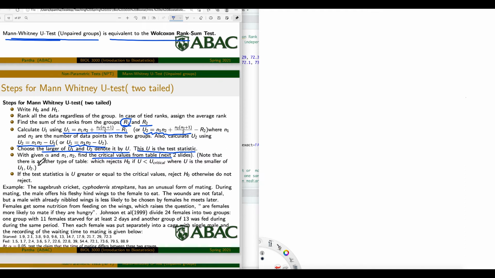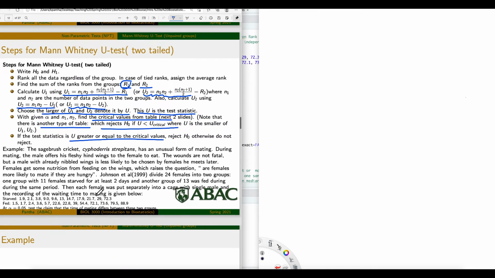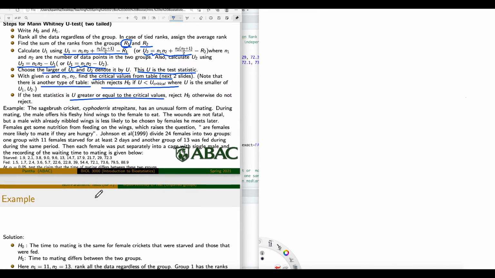Note that there is another type of table, so don't get confused, which rejects when the value is less than the critical value. So if the test value U is greater than or equal to the critical value, if the test value is bigger than the critical value, then reject the null hypothesis, otherwise do not reject. Okay, let's see an example, then things will be clear for you guys.